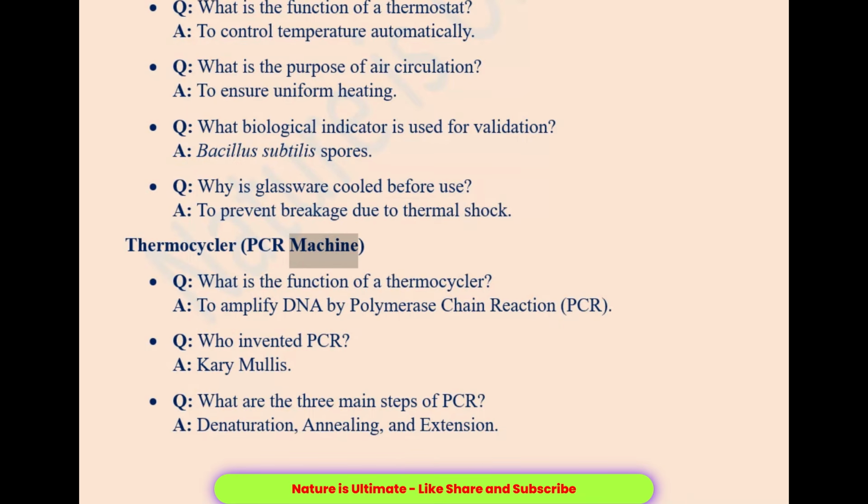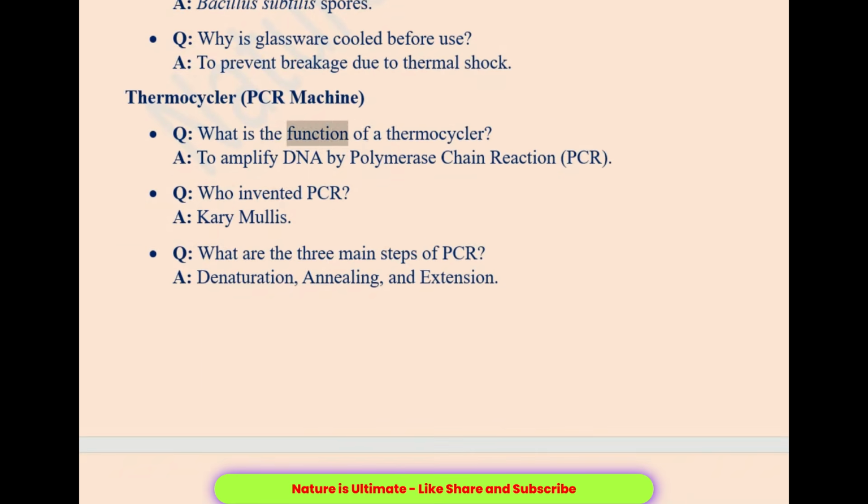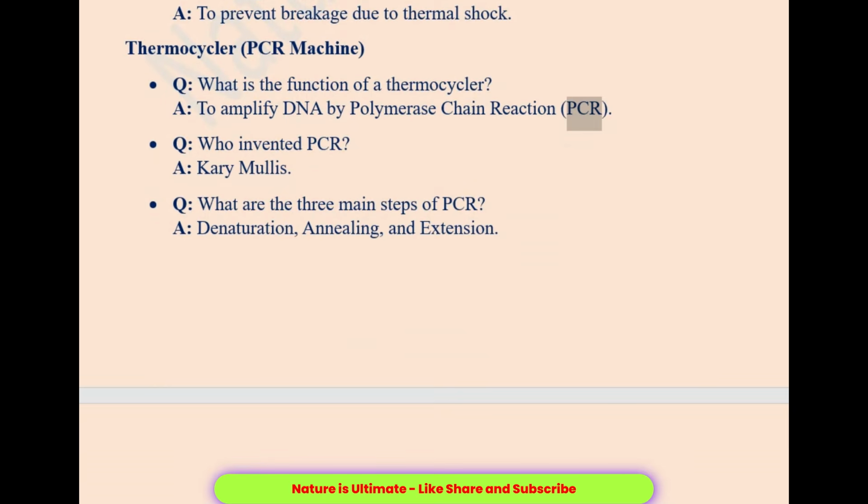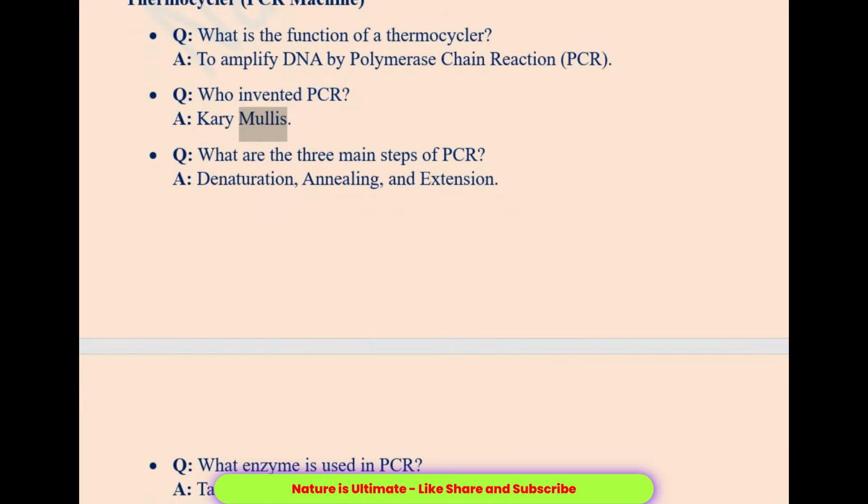Thermocycler, PCR machine. Q. What is the function of a thermocycler? A. To amplify DNA by polymerase chain reaction, PCR. Q. Who invented PCR? A. Kary Mullis. Q. What are the three main steps of PCR? A. Denaturation, annealing, and extension.